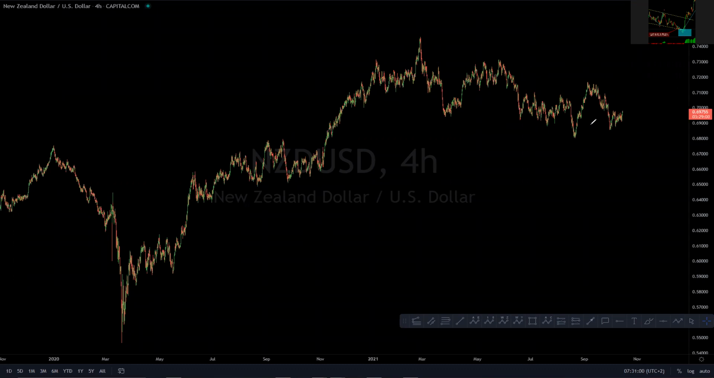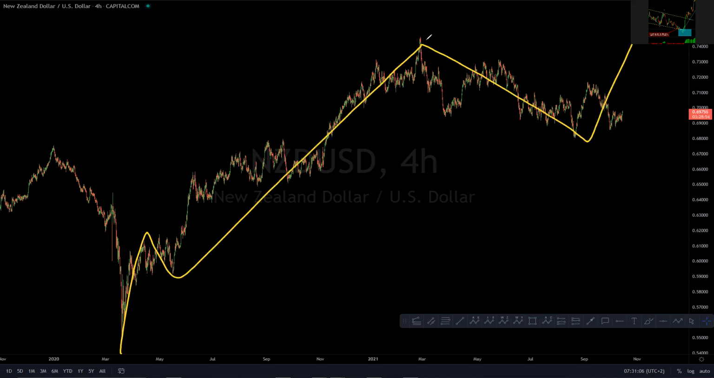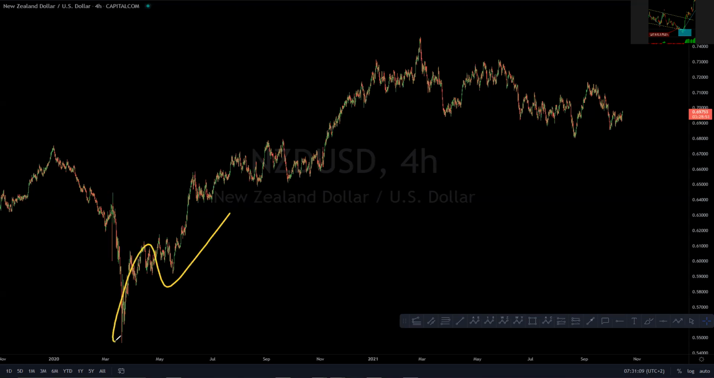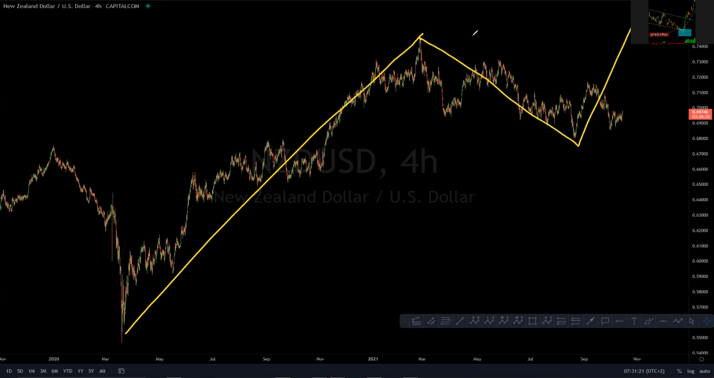Now, looking at this move here, we may have had what appears to be a 1, a 2, a 3, a possible 4 or 5, or we may have had a 1, 2, 3, 4, 5, A, 1, 2, 3, B, a C. It doesn't really matter much. What we expect is that after this move here, which appears to be a move to the upside, we expect a continuation there.